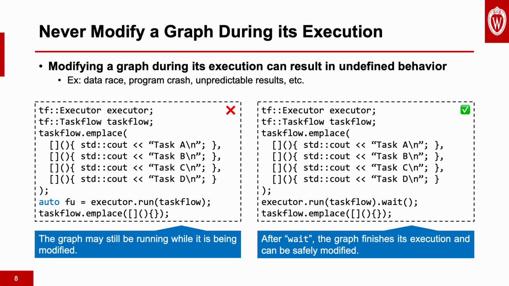Because the executor does not assume any ownership of a graph, you should never modify a graph during its execution. Doing so can result in undefined behavior such as data race, program crash, unpredictable results, and so on. For example, the code on the lower left may crash because the graph may still be running while you want to modify it. To fix the problem, we need to wait for the taskflow to finish before we want to modify it, as shown on the right side of the slide.